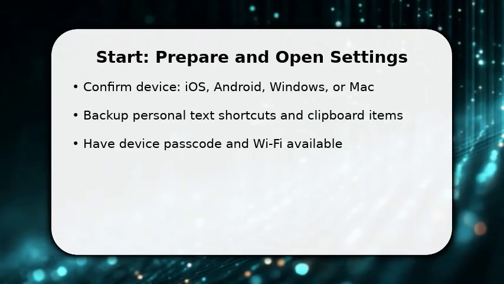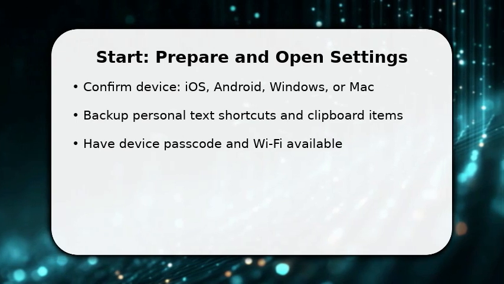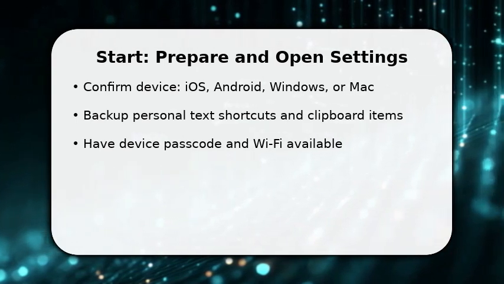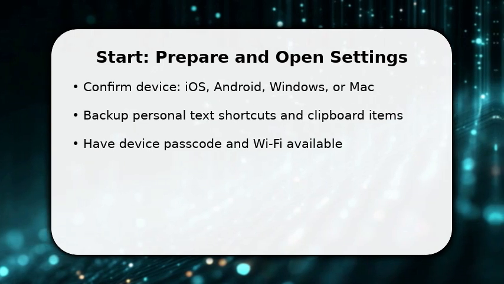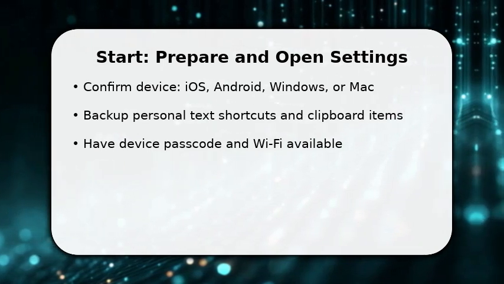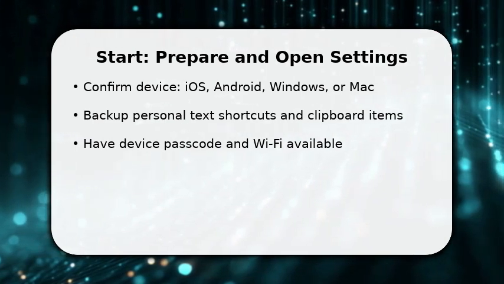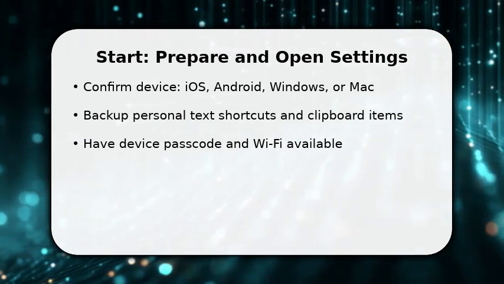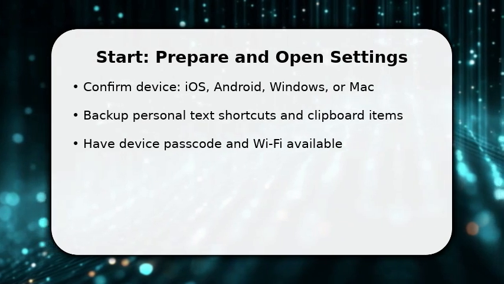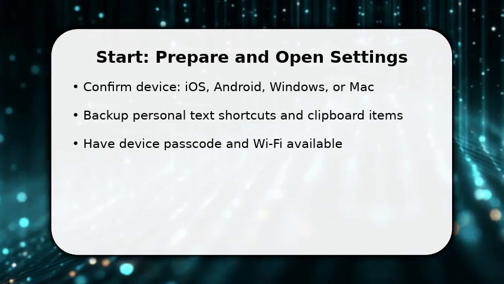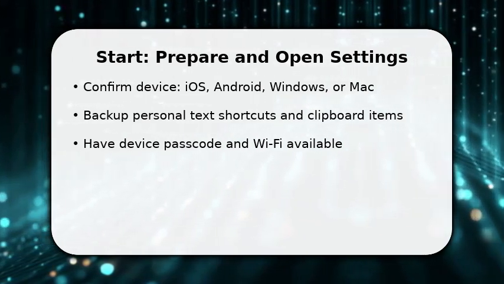You begin by preparing your device and opening settings. This avoids accidental data loss. On iPhone, go to Settings. On Android, open Settings, then System or General Management. Make sure you know which keyboard you use, built-in or third-party, because the controls differ. Back up any custom text replacements or saved clipboard items so you can restore them if needed.